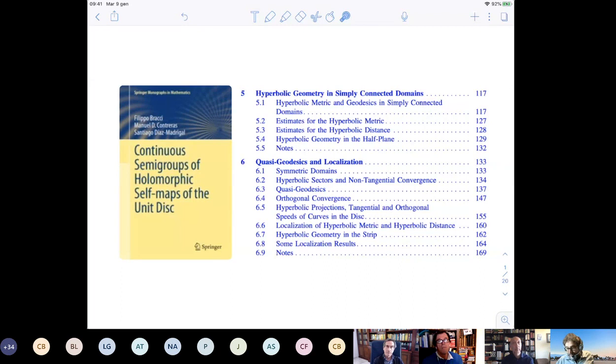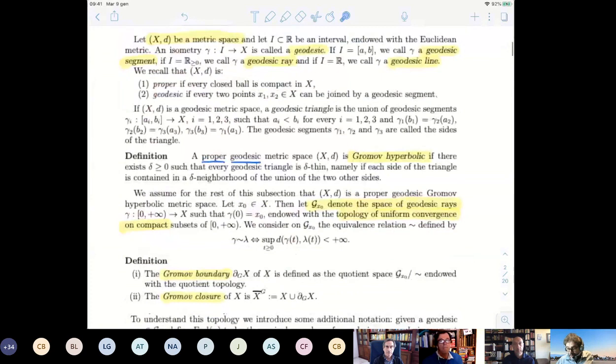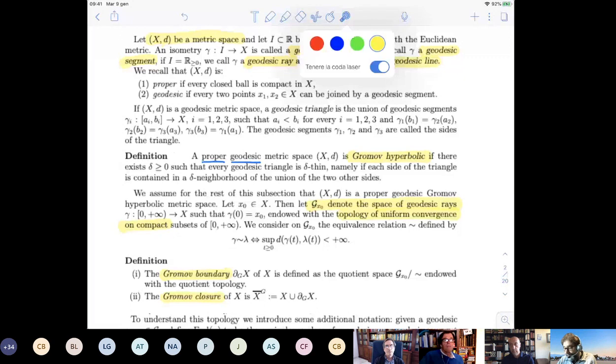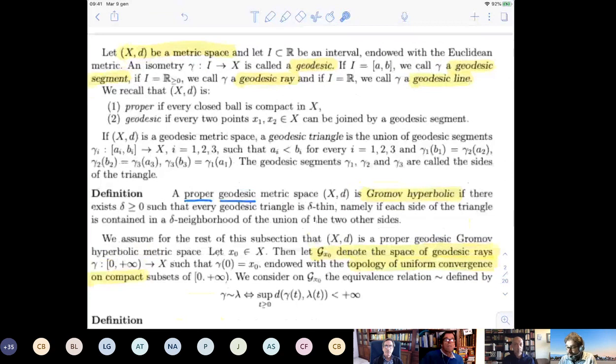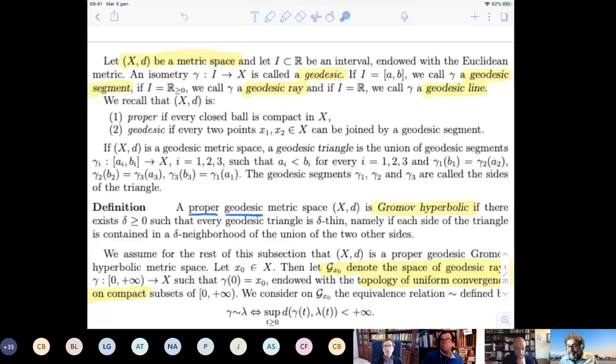So let me start by recalling, or if you don't know, by seeing what a Gromov hyperbolic space is. Here we are just talking about coarse geometry. We have (X, d) a metric space, and we say that a curve from an interval in R to X is a geodesic if it is an isometry between the Euclidean metric and the metric of the space. If I give this definition, of course I'm taking the arc length parametrization of the geodesic. If this interval is a finite interval, then we call this a geodesic segment. If it is a half line, then we call it a geodesic ray. And if it is the entire real line, we call it a geodesic line.